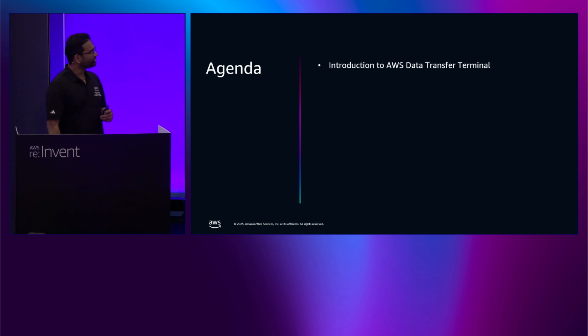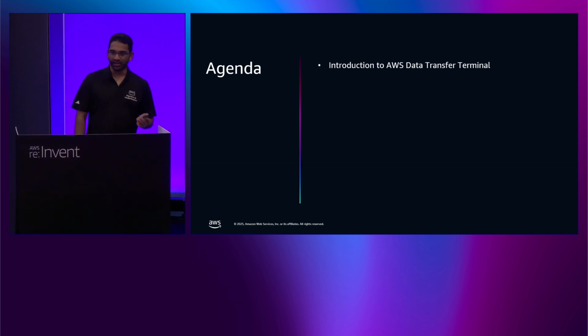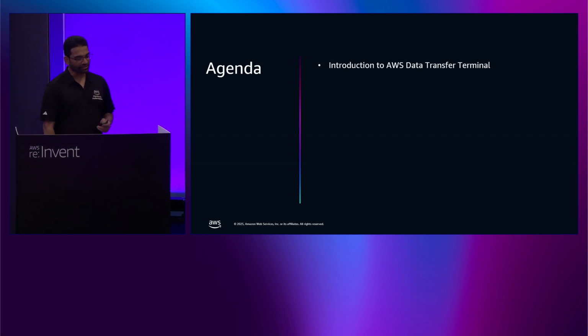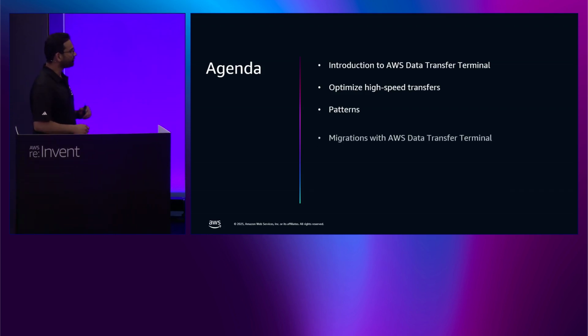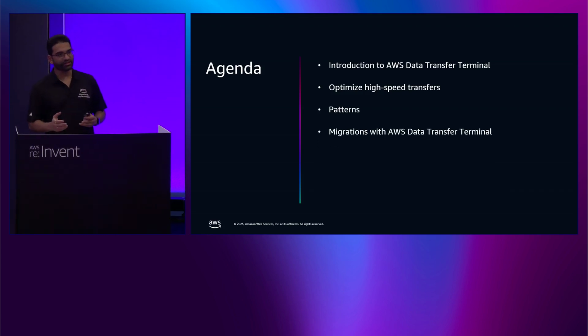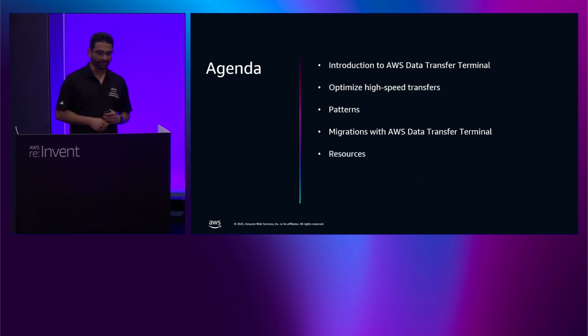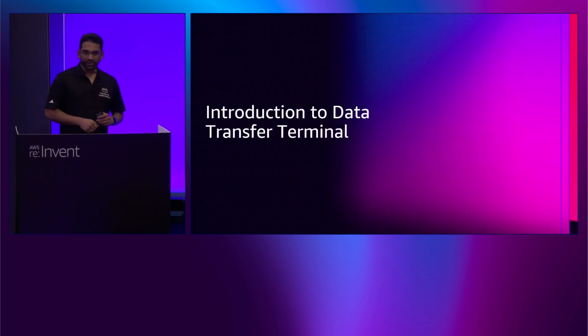In today's session, we'll be talking about the AWS Data Transfer Terminal service and giving you some tips on how to optimize high-speed transfers and some example patterns that we've seen customers adopt with the Data Transfer Terminal. And then Daniel will walk you through the migrations with AWS Data Transfer Terminal, the use cases, scenarios, and we'll finally end the session with some resources for you to take back. With that, let's get started.